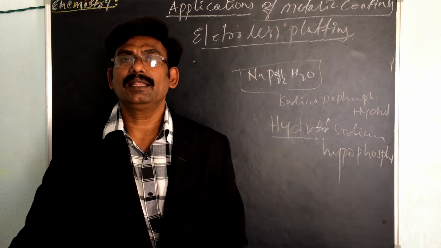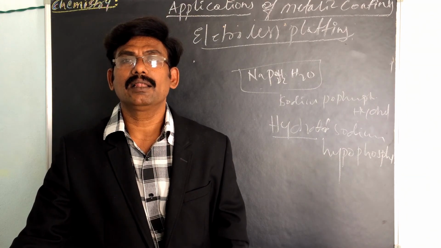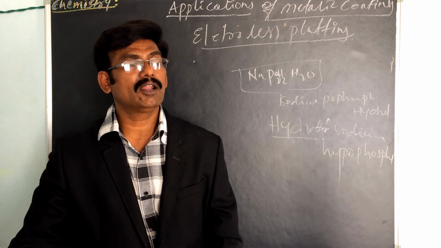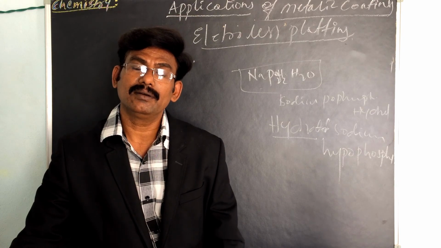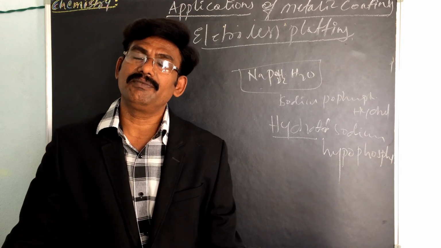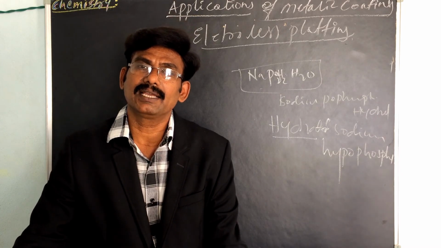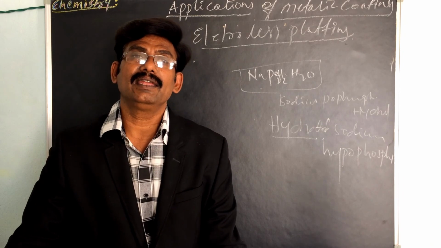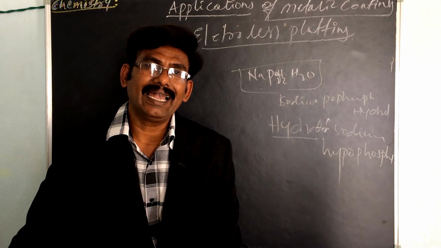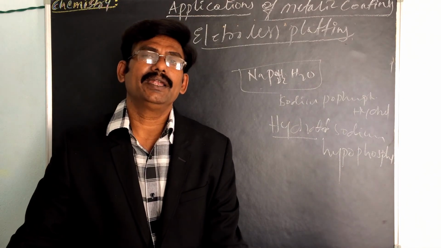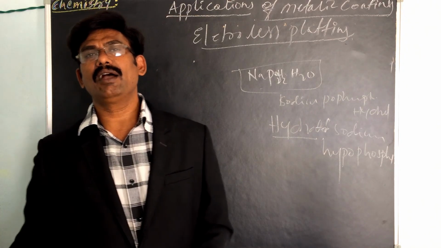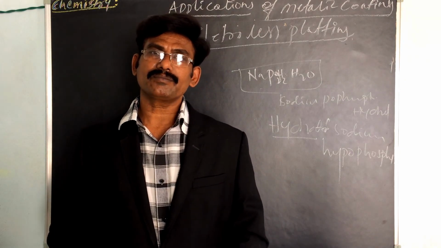Then metal cladding and electroless plating. In hot dipping there are two types: galvanizing and tinning. Galvanizing means zinc is in a molten state; if you use tin, that is tinning. Then later we discussed metal cladding, which is the pressed one, and electroless plating. So these we have completed. Okay, thank you very much.